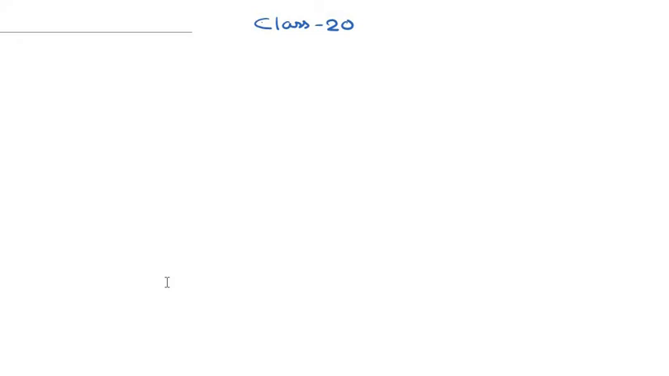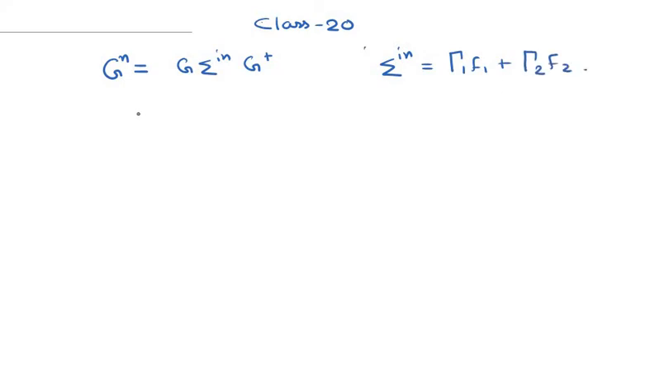So last day we were discussing the electron-electron correlation function Gn, which basically reads as G sigma in G dagger, where sigma in is the in-scattering function, and this is equal to gamma 1 f1 plus gamma 2 f2. Okay, and if we put this expression for sigma in over here, what we basically get is a1 f1 plus a2 f2.